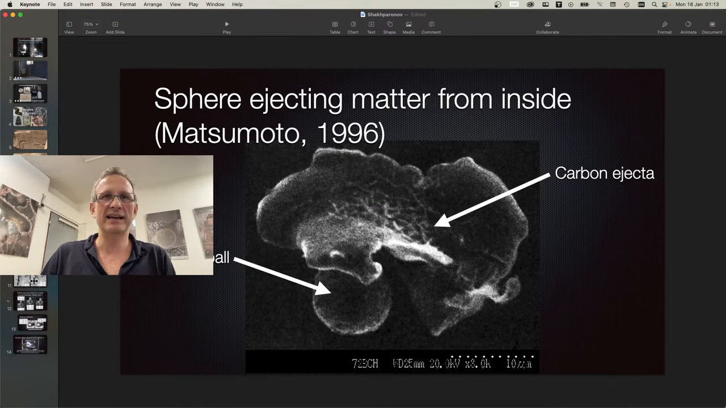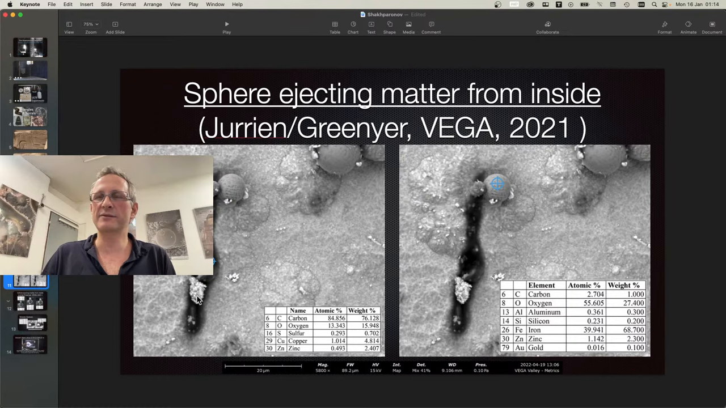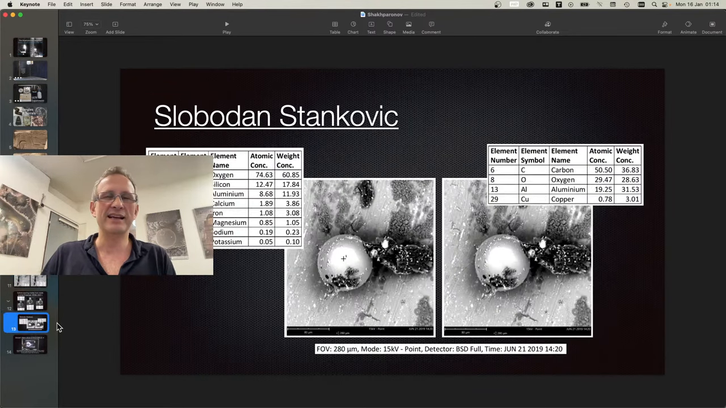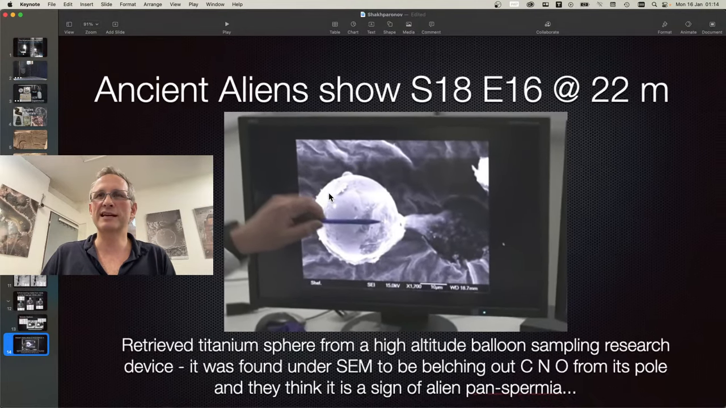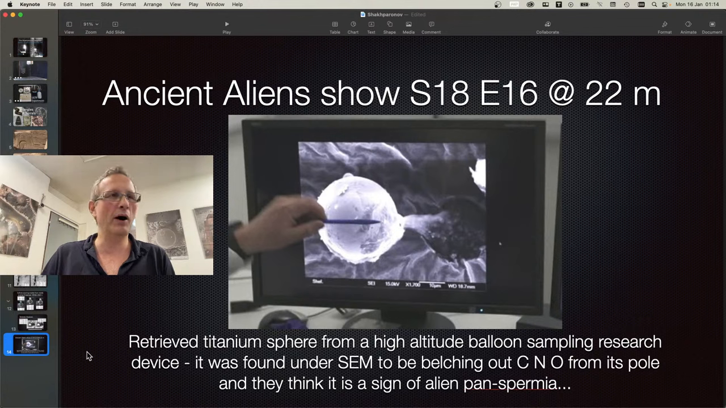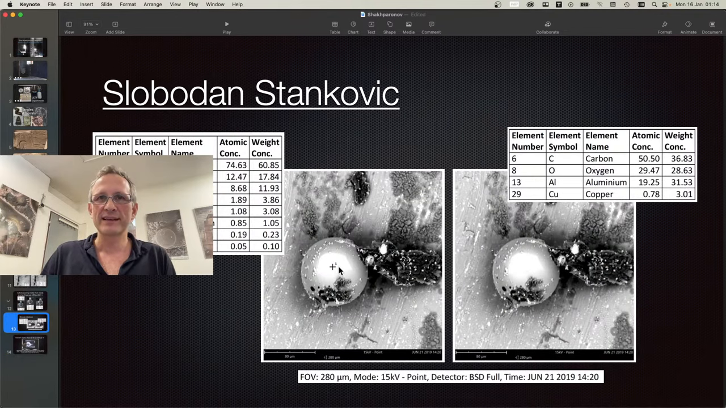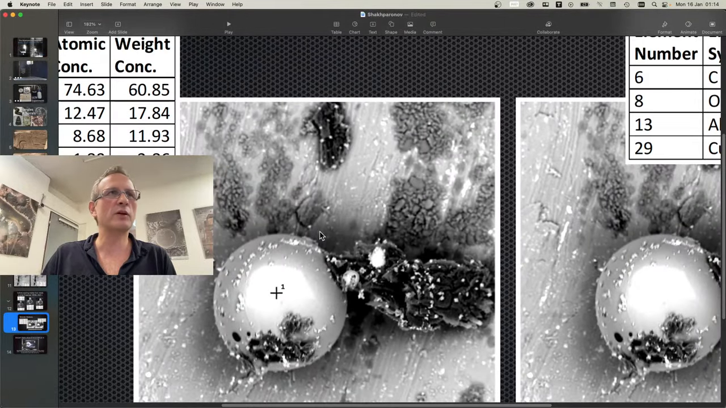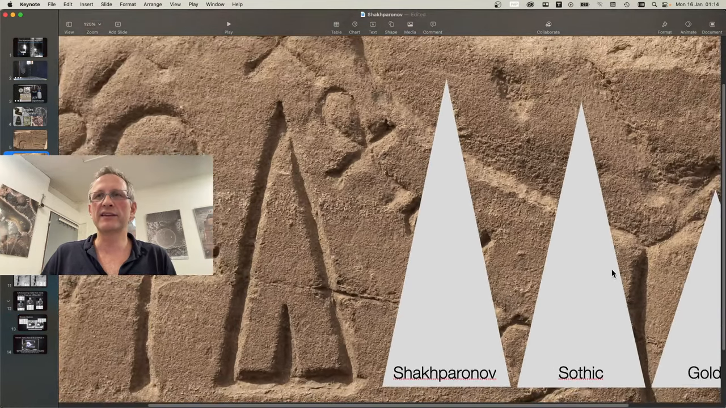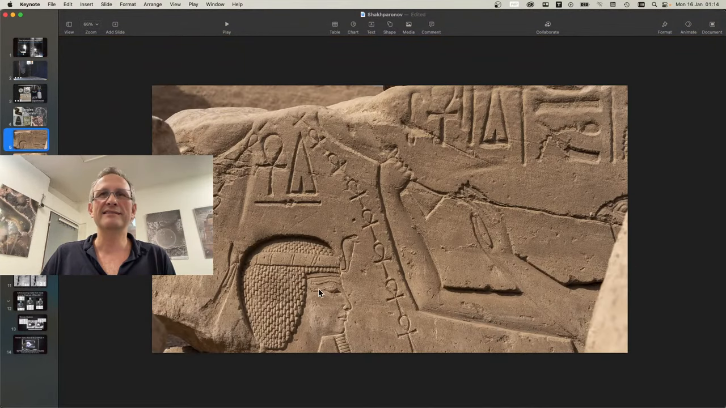And this can be seen in the work of Matsumoto. It can be seen in the work of Hent Uren and myself. And it can be seen in the work of Slobodan Stankovic. And it can be seen in what was misinterpreted, in my view, this so-called ancient aliens sample taken from the upper atmosphere, spewing out material from the pole of its structure. And I believe that by studying these samples here and looking at the diameter and the center point and going out to the edge of the circular part of the cone that is spewing out this material, we can learn whether it really is the Sothic triangle ratio here. That's essentially what I'm saying there.